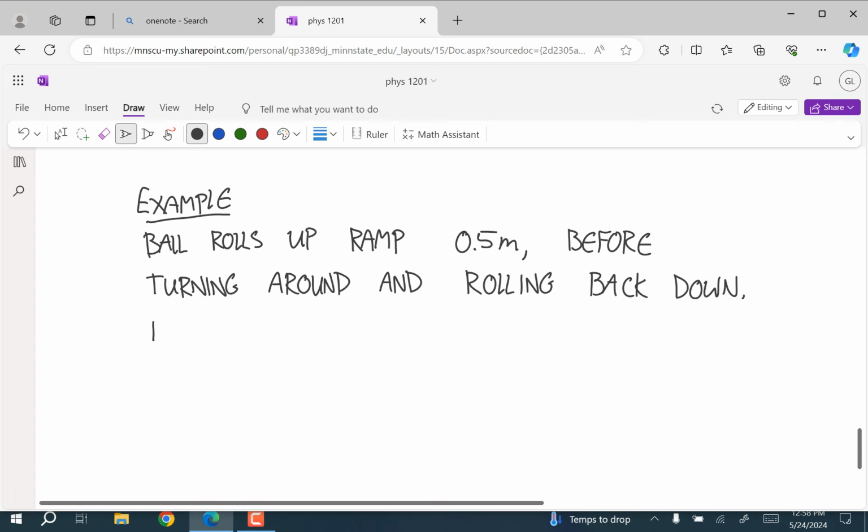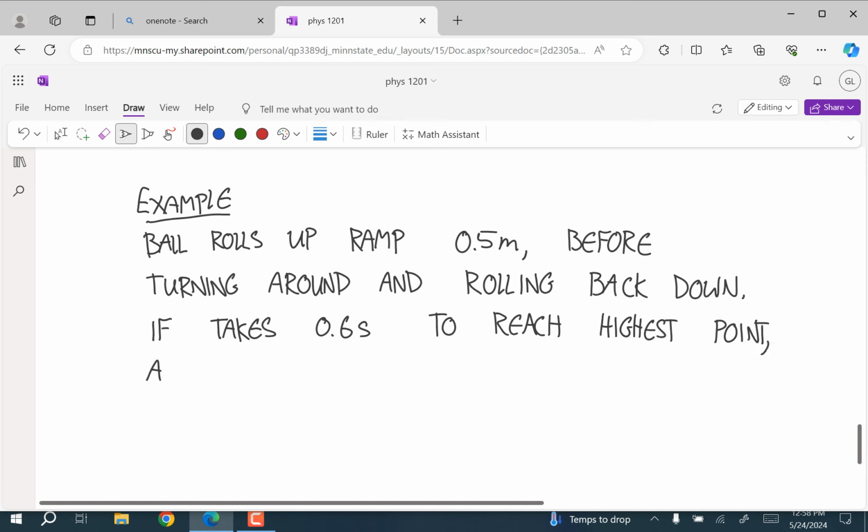And so if we are told that it takes 0.6 seconds to reach its highest point, and an additional 0.6 seconds to return to its starting point.